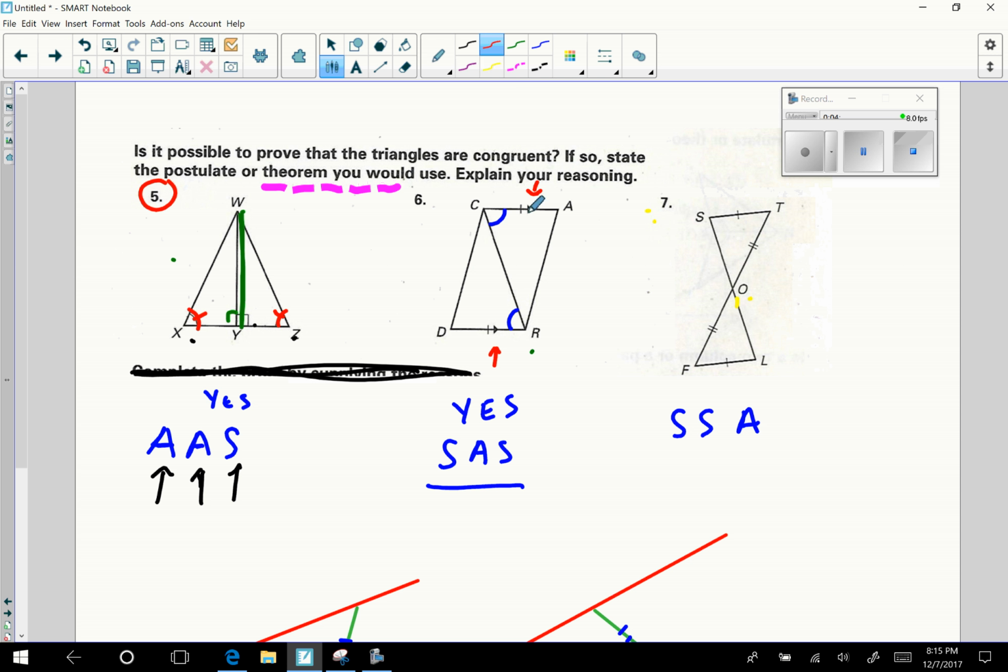So now what do I have? I have a pair of corresponding sides congruent. I have these angles congruent because of alternate interior angles. And I have this same segment. So yes, I can, because of side, angle, side.